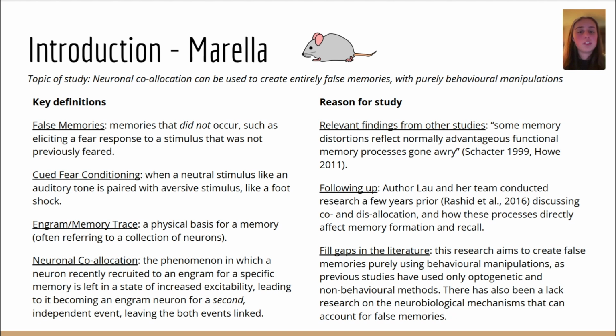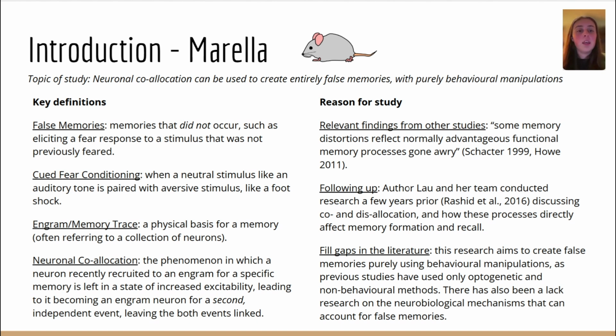An engram is a physical basis for memory. Neuronal co-allocation, the focus for this study, is the phenomenon where a neuron recently recruited to an initial engram is left in a state of heightened excitability, making it more likely to be recruited to a second engram, leaving the events linked. Previous research suggested that normally advantageous functional memory processes can sometimes go awry, leading to things like false memories.